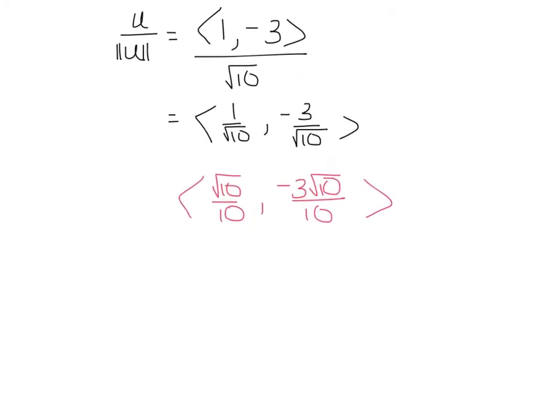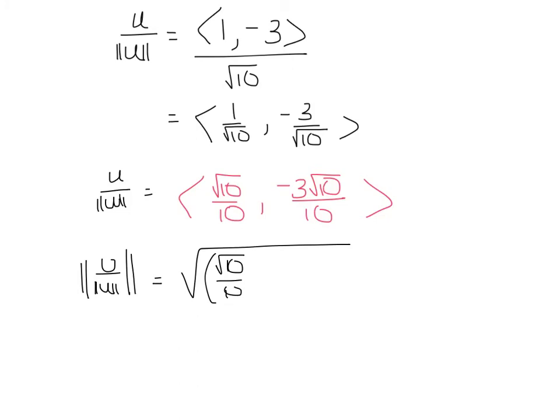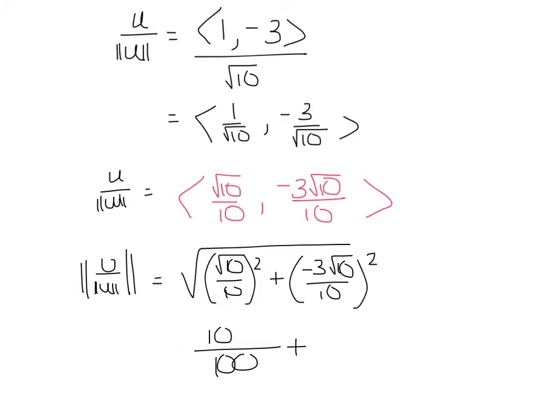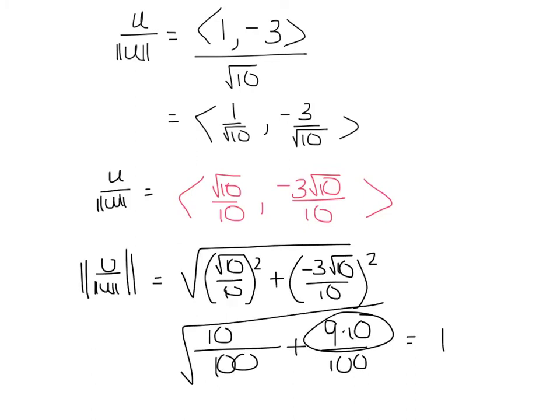And now we want to verify. Again, remember this is your unit vector. Now I want to find the magnitude of my unit vector. The square root of a squared plus b squared. So I'm going to get 10 over 100 plus 9 times 10 over 100. And then this is going to be 90 plus 10 is 100 over 100, which is equal to 1. So we did it right.